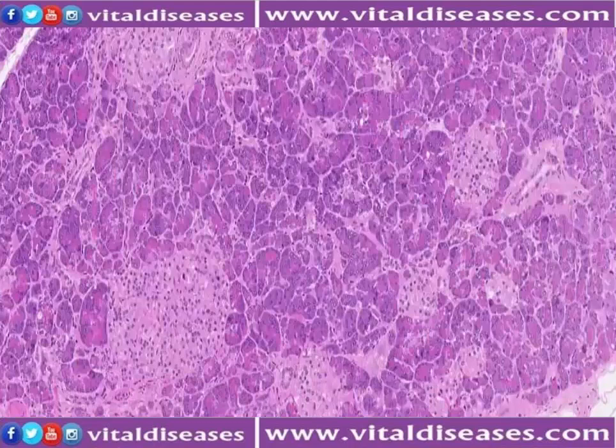The majority of the pancreas is composed of acinar cells, which comprise the exocrine pancreas. The endocrine functioning islets of Langerhans confirm that we are looking at the pancreas and not the parotid, which lacks endocrine function.